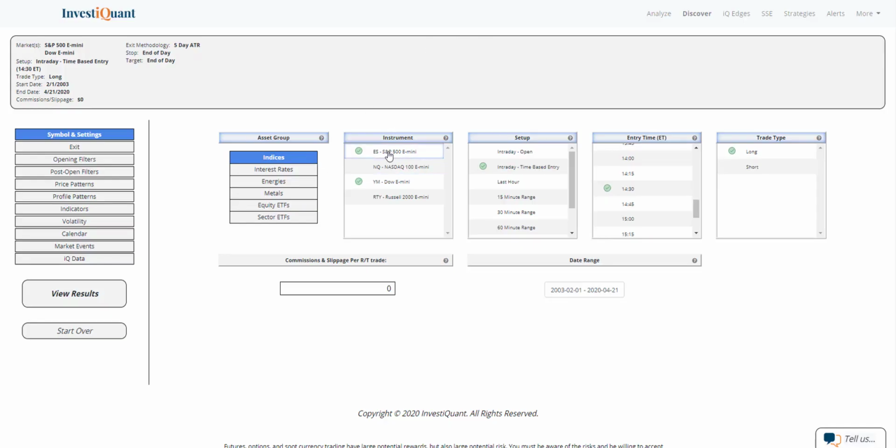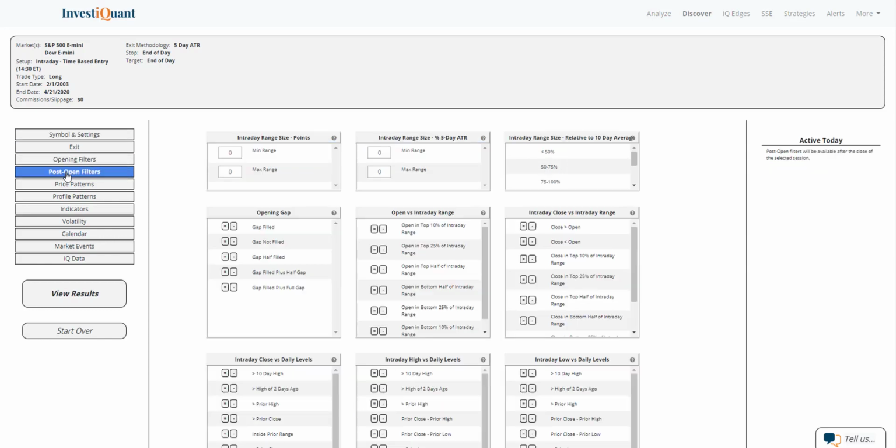So I've got the ES selected, the YM selected, the setup intraday time based. I'm going to do this at 2:30 p.m. Eastern time as a long. The exit will be the close of regular trading hours. I don't need to add an opening filter because the pattern kind of defines the open, because the high of the session is less than the prior day low, which means you had the gap down below prior day low for that to be true.